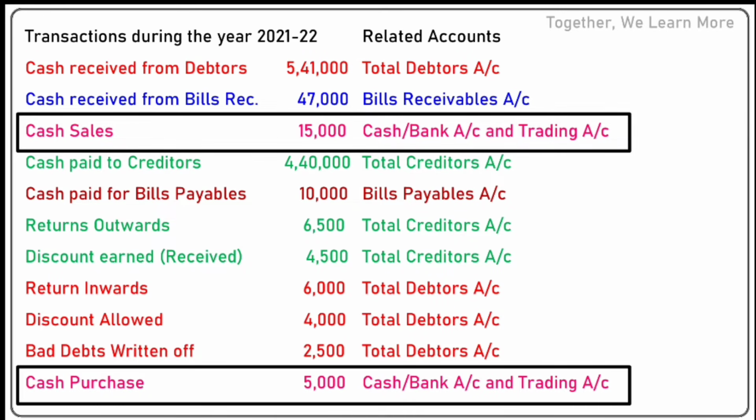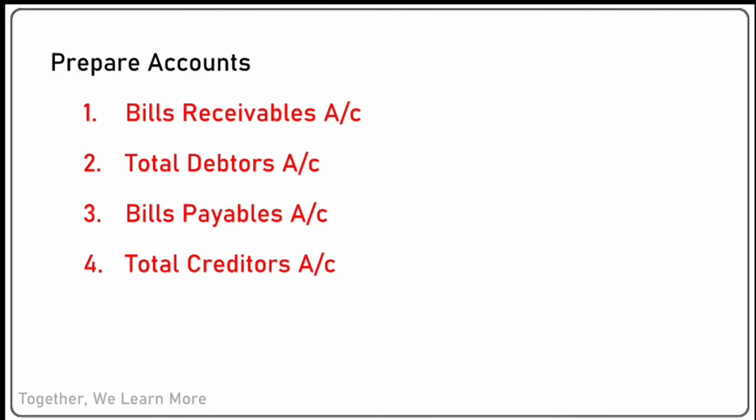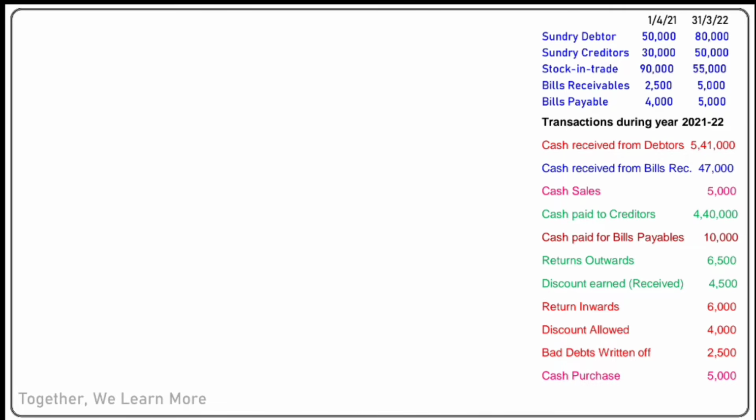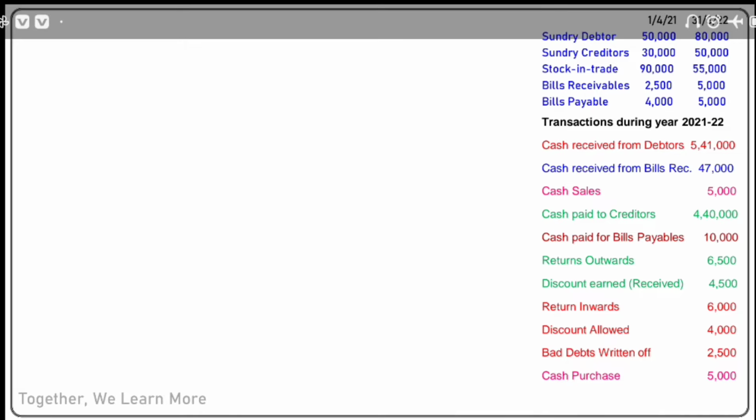Right now we do not have to prepare the trading account. We are asked to find out credit sales and credit purchase only. So on the basis of this information, we have to prepare 4 accounts: bills receivables account, debtors account, bills payables account and creditors account. See here, this is our question.